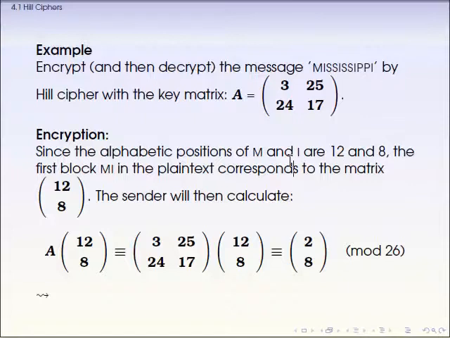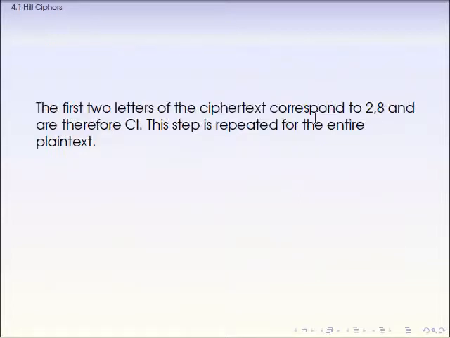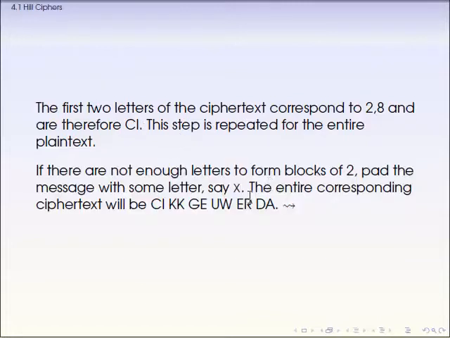Okay, so if you have 12 and 8 for M and I, all we need is just multiplying these two numbers with this matrix. After calculating, 3 times 12 plus 25 times 8 is going to be a big number, but the remainder after dividing by 26 is going to be 2. And the second part is going to be 8. So the corresponding letters for these two numbers are C and I. So the ciphertext for MI is changed to CI. And we do the same thing for the remaining message.